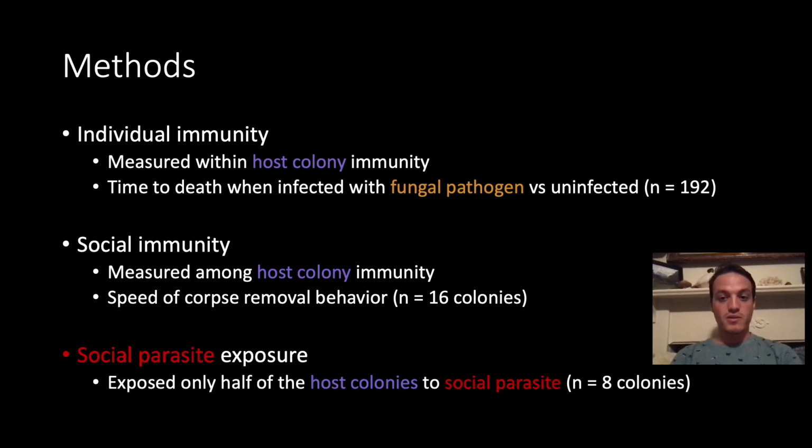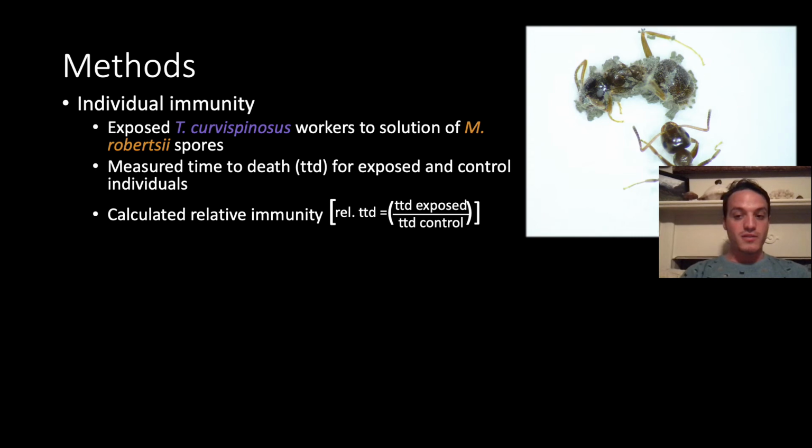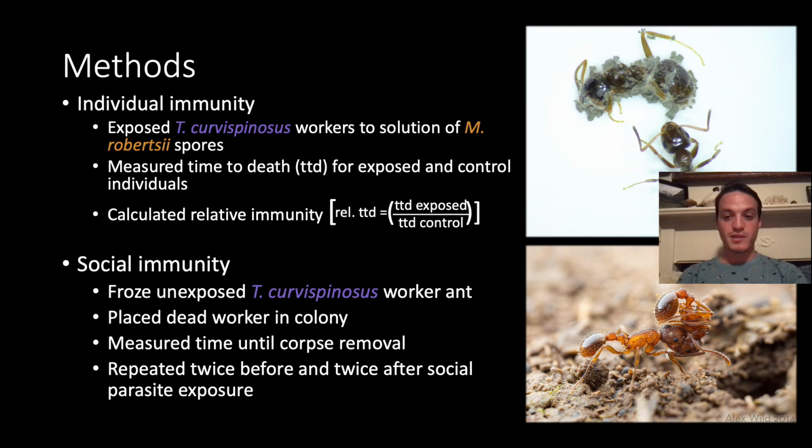Finally, we exposed only half of our curvispinosus host colonies to the americanus parasites. We measured individual immunity by exposing 3 workers to fungal spores and 3 workers to a control solution from each colony. We calculated this relative value of immunity by dividing the time to death of infected individuals by the time to death of uninfected controls. We measured corpse removal by freezing uninfected workers to kill them, placing one dead worker within the colony to see how long it took for that host colony to remove that corpse.